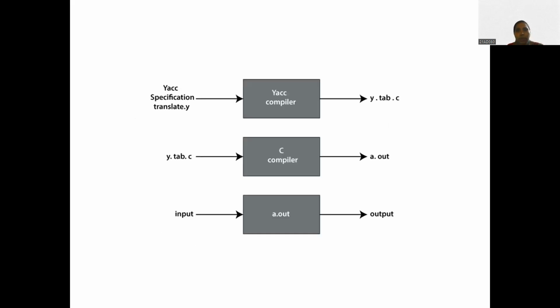Now this is the block diagram of our Yacc. As we saw in our LEX tool, our Yacc tool also has certain steps during execution. First you will have the Yacc specification translate.y. The Yacc compiler will generate the y.tab.c code. This code will be given to the C compiler and it will develop the object code. And to this object code, if you give the input, we'll get the output whether the syntax is correct or not.